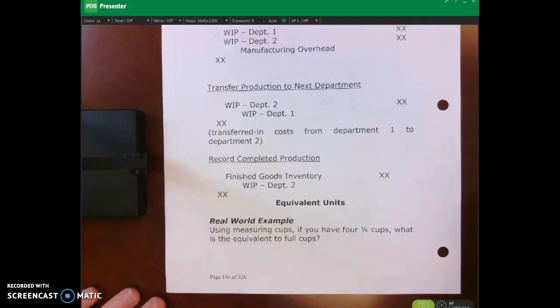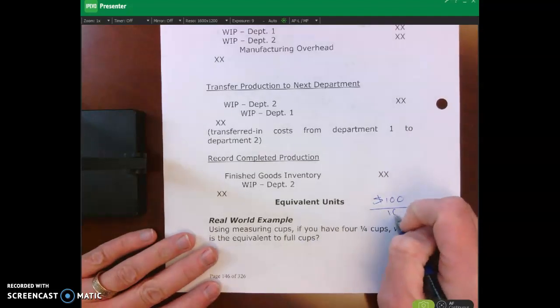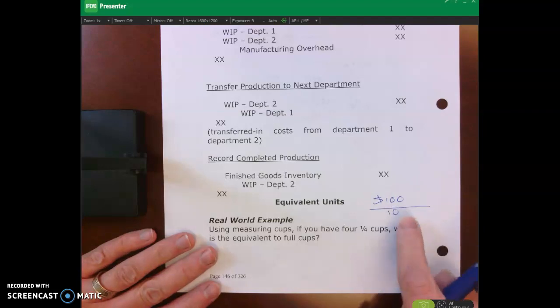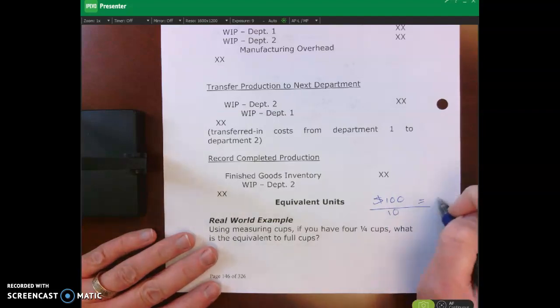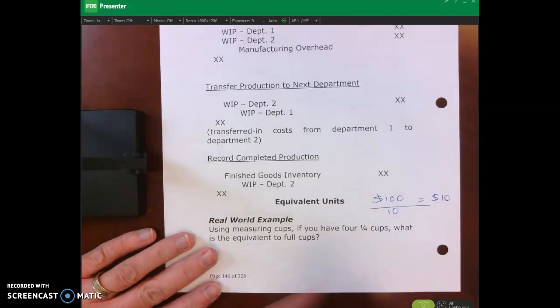Okay? So again, if you were to go to Walmart and spend $100 to buy 10 t-shirts, how much on average did you spend per t-shirt? It's $10. How did you do that? You took the $100 total that you spent divided by the 10 t-shirts. So you took total cost divided by total units. And then that gave you the average cost per unit of $10. We're going to be doing something similar to this, and we'll be doing this for each department, and we'll also be doing it for each category of costs, so materials, labor, and overhead.